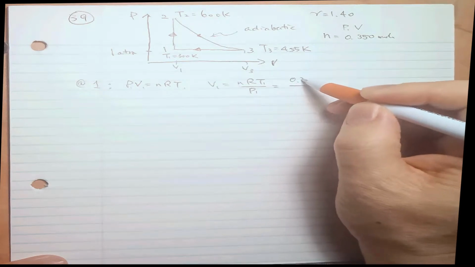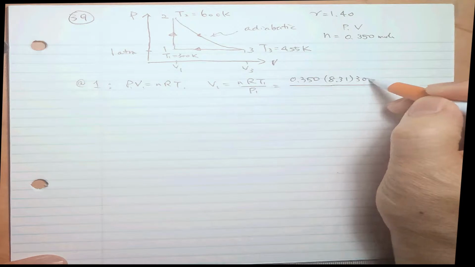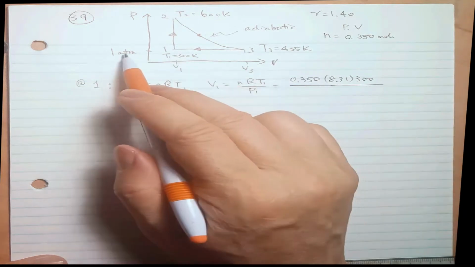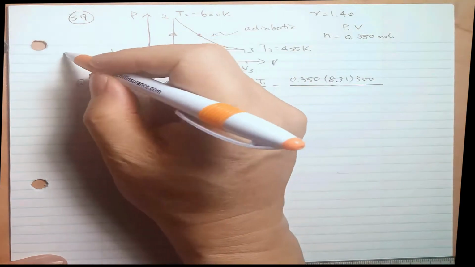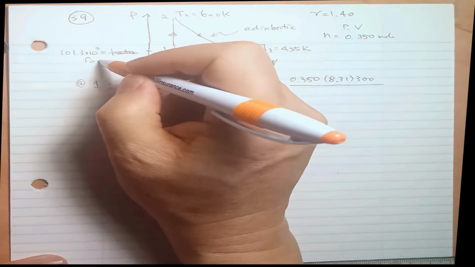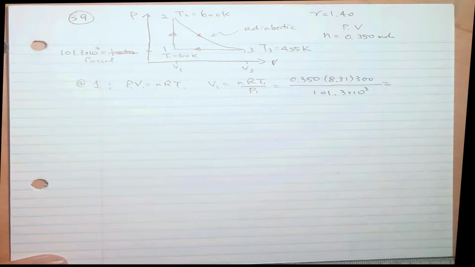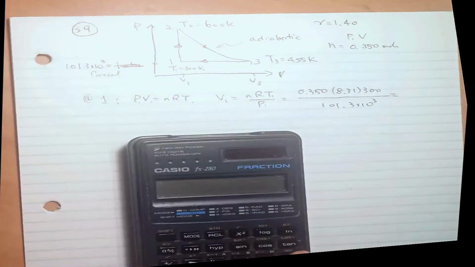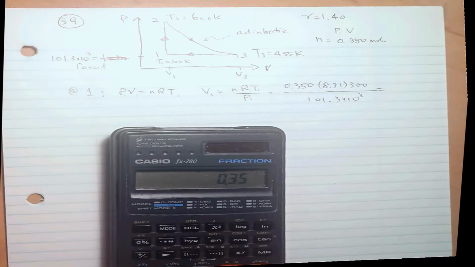So 0.350 times R, 8.31, T is 300, all over P. Now you cannot use 1 atmosphere if you use 8.31 because that is MKS unit. So change that to 101.3 kilopascal. Rewrite this one as Pascal, for example, and then this will be 101.3 times 10 to the 3 Pascal. So if you figure out this number, 0.35 times 8.31 times 300 divided by 101.3 kilopascal.